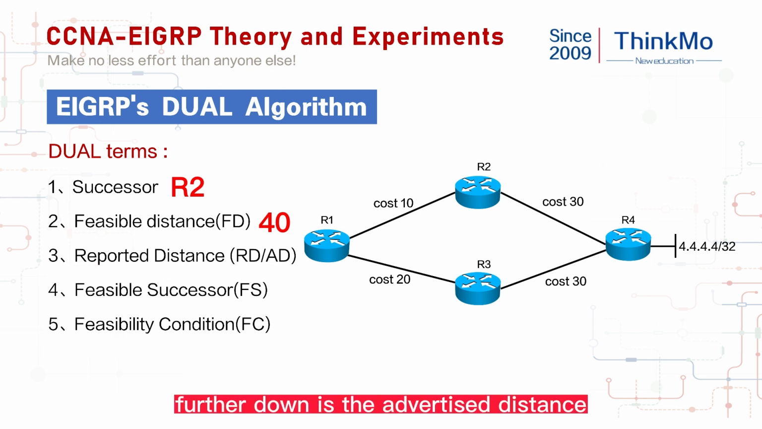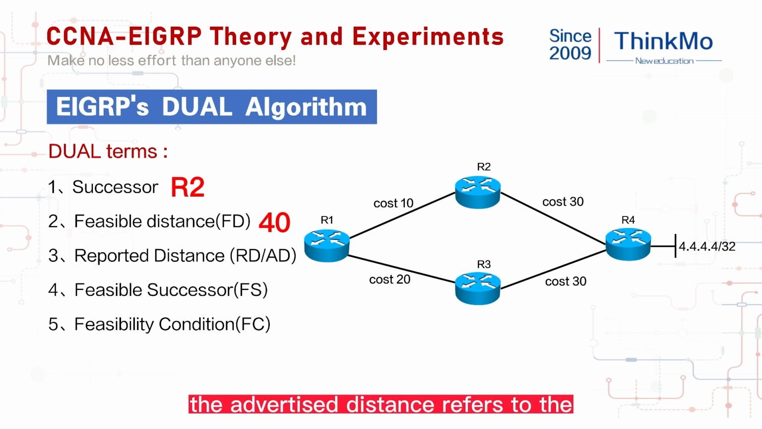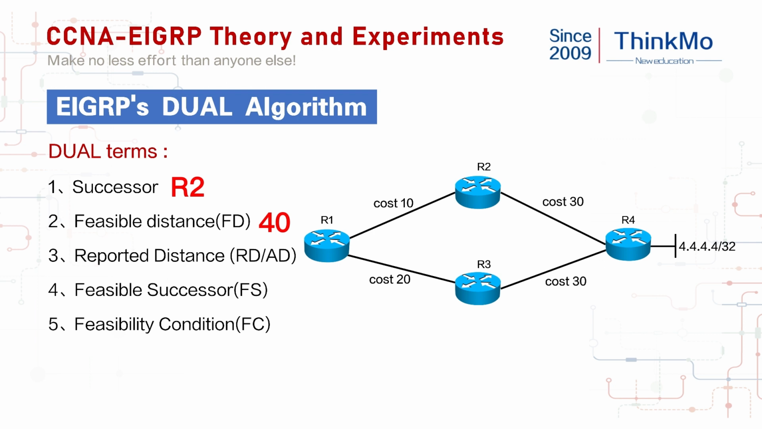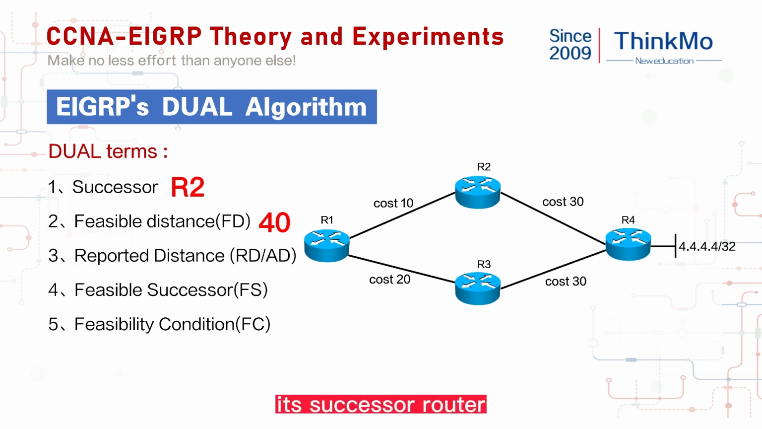Further down is the advertised distance. Advertised distance has two words: one is RD, one is AD, but we basically call it AD. It's just a title, don't need to bother with it. Still for the device R1, the advertised distance refers to R1 going to 4.4.4.4 in the future. Its successor router is R2.